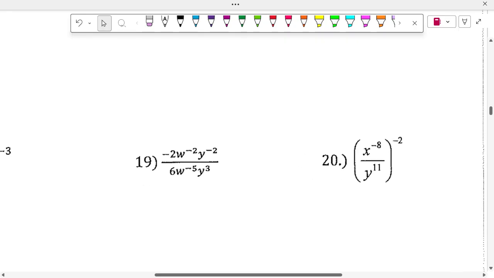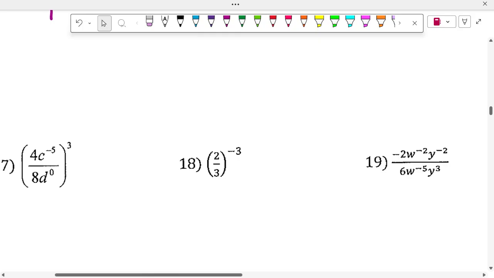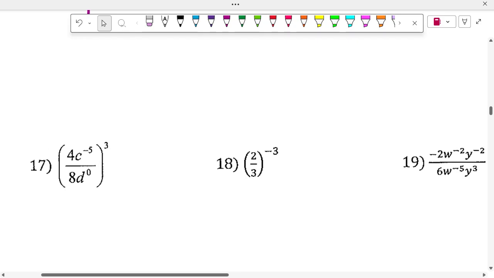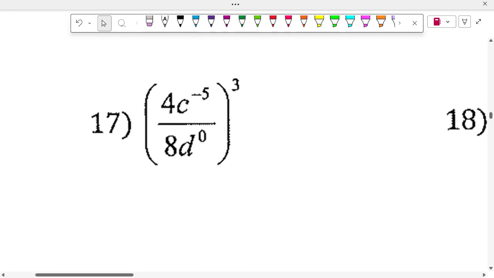Take a minute. Let's see how you guys do. Well, actually, not yet. All right, look at 17. So, this one is one where you can either do the power rule first or you can simplify the inside first. Doesn't really matter. All right, so what do you want to do? Do you want to do power rule first or simplify the inside? Okay, so we'll simplify the inside first.